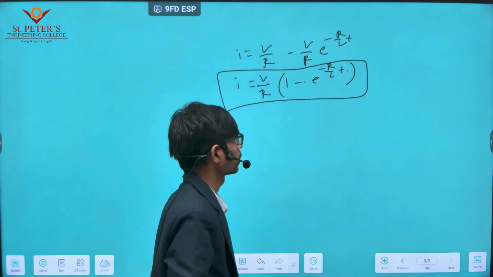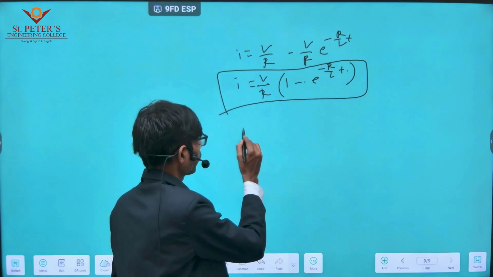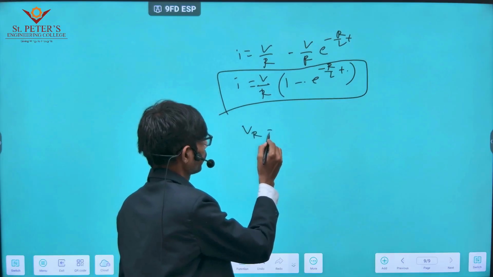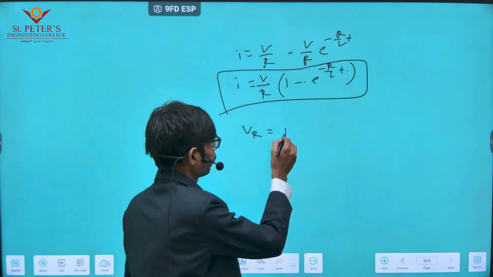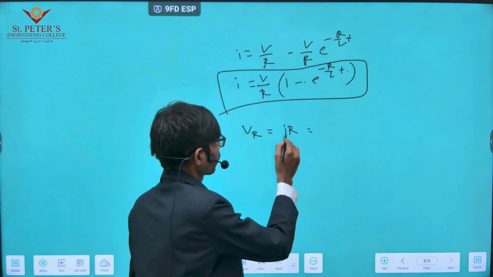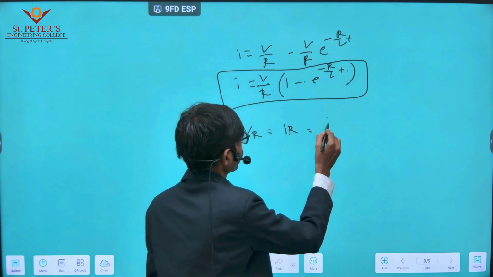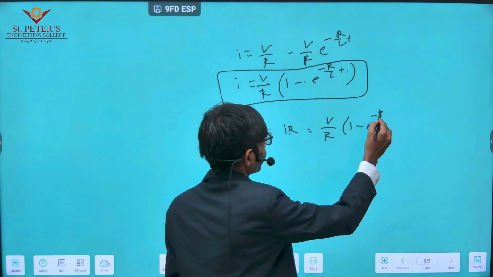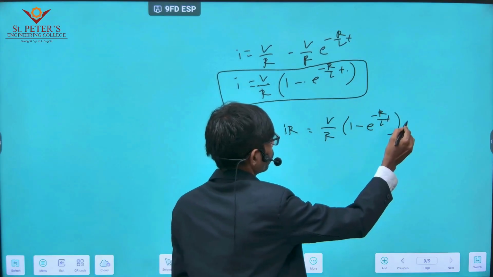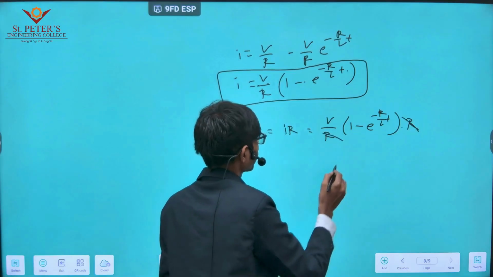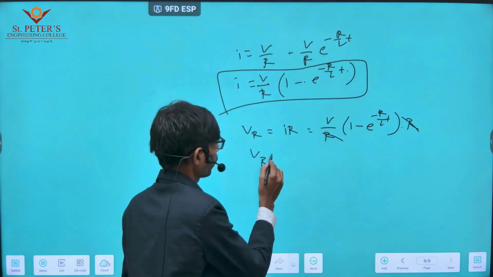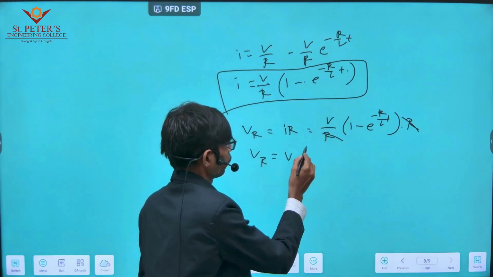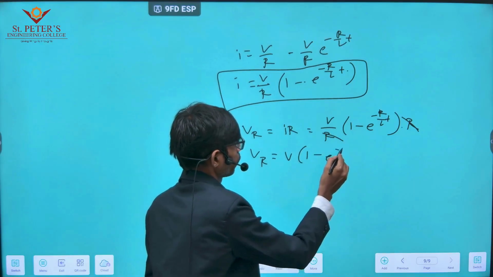And we have to calculate the voltage across the resistor, VR. We already know VR equal to I R. Substitute the I value here. So V by R of 1 minus e to the power of minus R by L t into R, and R will get cancelled. We will get the voltage across the resistor, VR, as V of 1 minus e to the power of minus R by L t.